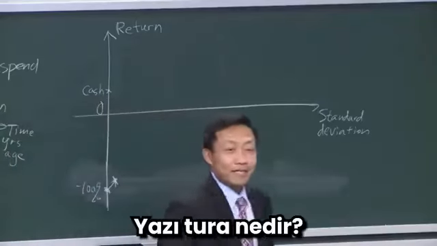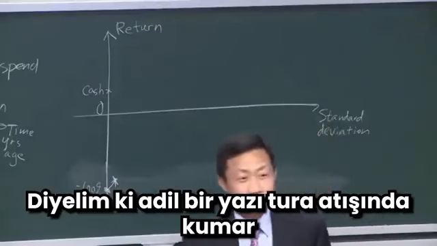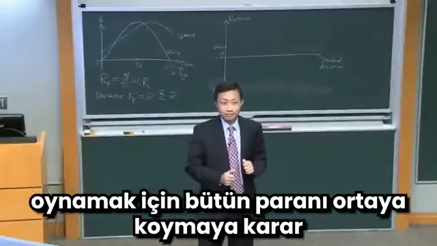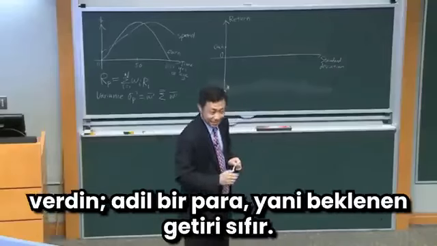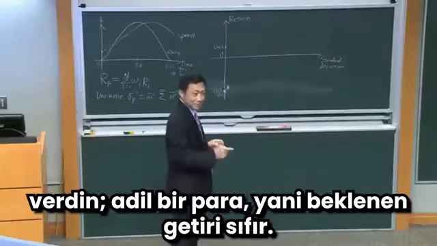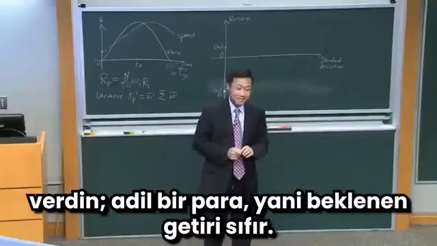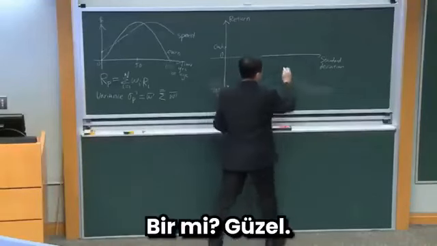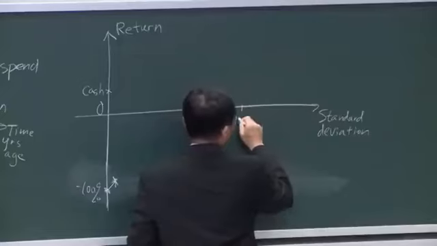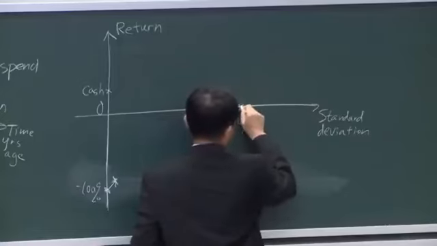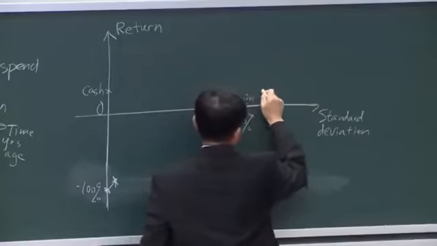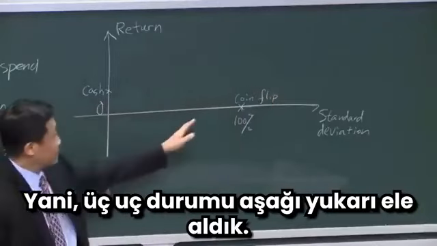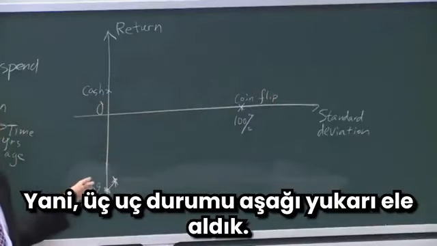What is coin flipping? So let's say you decide to put all your money to gamble on a fair coin flip. Fair coin, so expected return is 0. What is the standard deviation of that? Good. 100%. So we kind of got the 3 extreme cases covered.